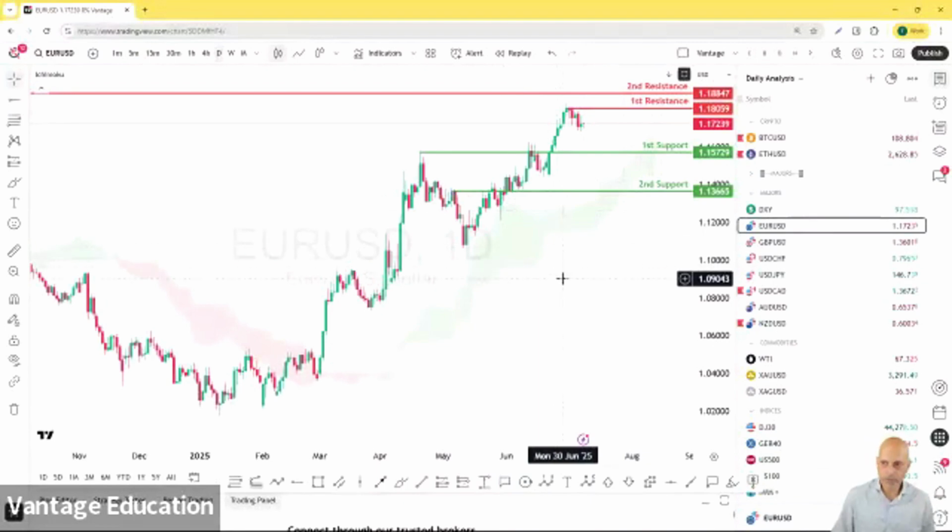We also talked about Fibonacci. Now that we've identified the resistances and support, we can now use the Fibonacci retracements. Remember, the Fibonacci retracements are going to act as complementary factors to the analysis.